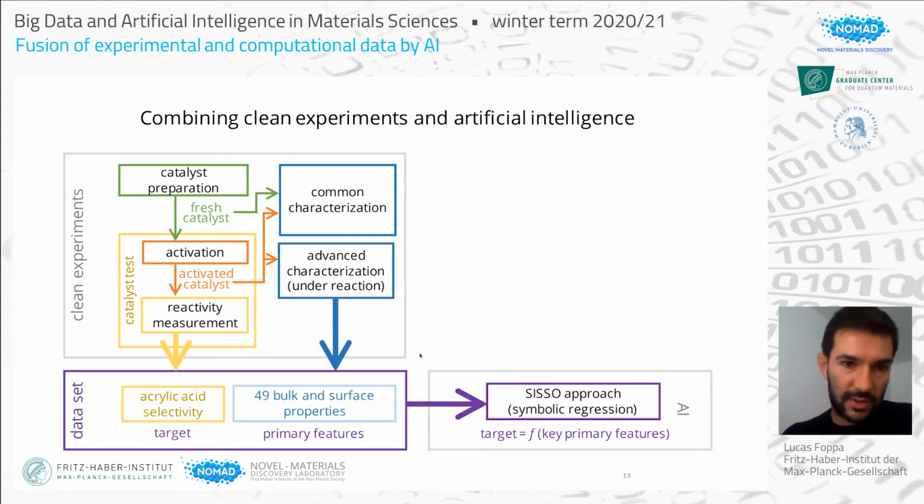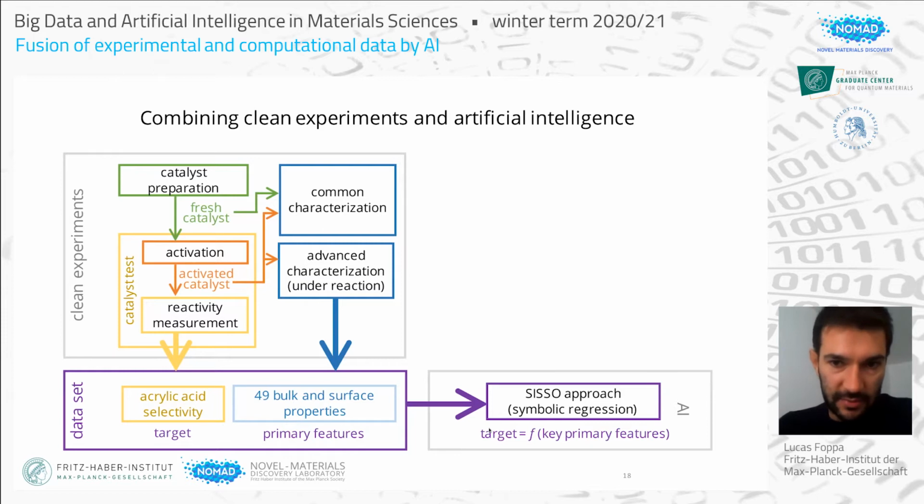And then this is when the artificial intelligence approach comes into play. We have therefore generated a consistent data set of targets, for instance, the acrylic acid selectivity, and of what we call primary features, which are the input features for our modeling, which are these 49 bulk and surface properties of the catalyst. So this is a lot of information per catalyst. With this consistent data set, we apply the SISSO approach, the sure independent screening and sparsifying operator, which is based on symbolic regression, to find explicit analytical equations relating the key primary features among all of those and the target.